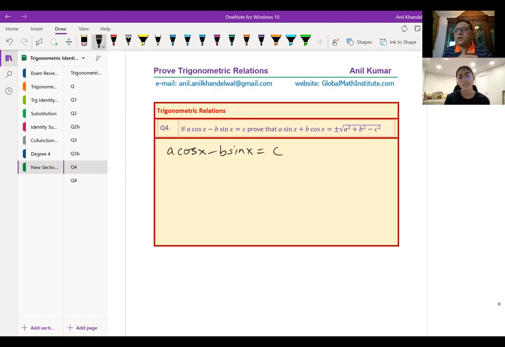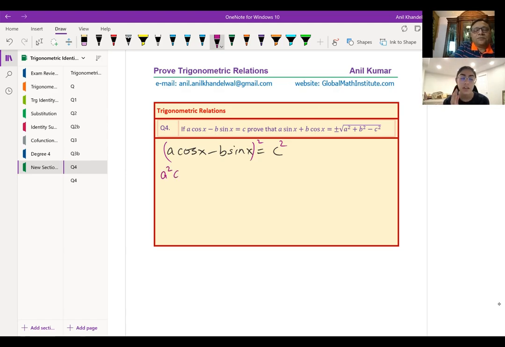It's kind of a square plus b square minus c square square root. It looks like the Pythagorean identity for like the right angle triangle. That's what I was going to say. So if we square both sides, we might get the result. Do you see that? Yeah. It indicates. Let's square and continue.